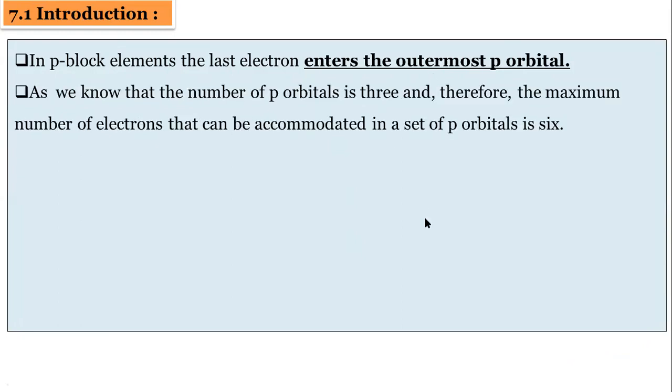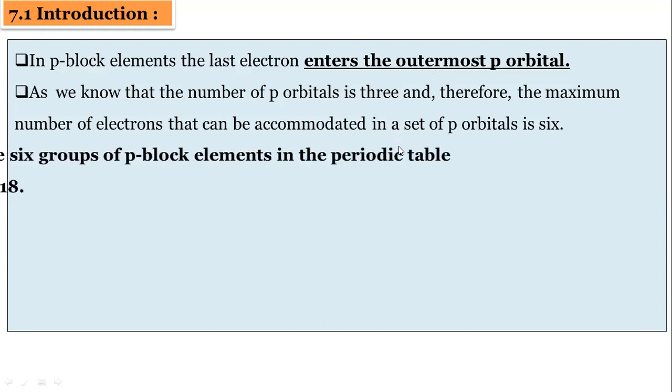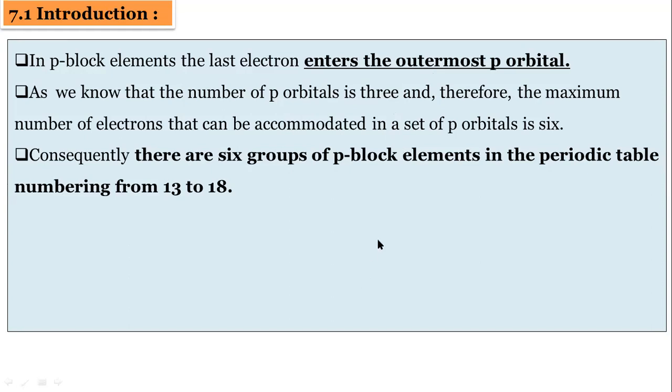Remember, as you know, the number of p orbitals is 3: px, py, pz. These are the 3 orbitals of the p. So maximum we can accommodate 6 electrons in the p orbital. The capacity of the p orbital is 6 electrons. Due to these 6 electrons, there are 6 groups in the p block. It starts from group number 13 and ends with group number 18. Group 13 to group 18 is called the p block.